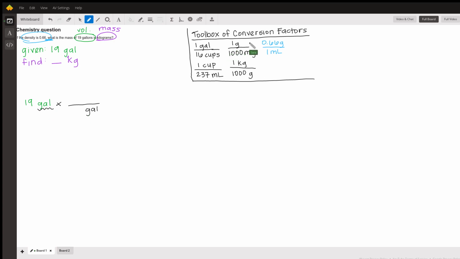Now I need to look in my toolbox of conversion factors. These are the tools that we're going to use to get us through this dimensional analysis problem. And I need to find the one that has gallons in it, because gallons is what I have. So I'm going to use this one. So 1 gallon is 16 cups. Now, for my next step, I know that I have cups here, so on the bottom is going to be cup. And then I find the one that has cups in it. So that's this one here. So 1 cup, 237 milliliters.